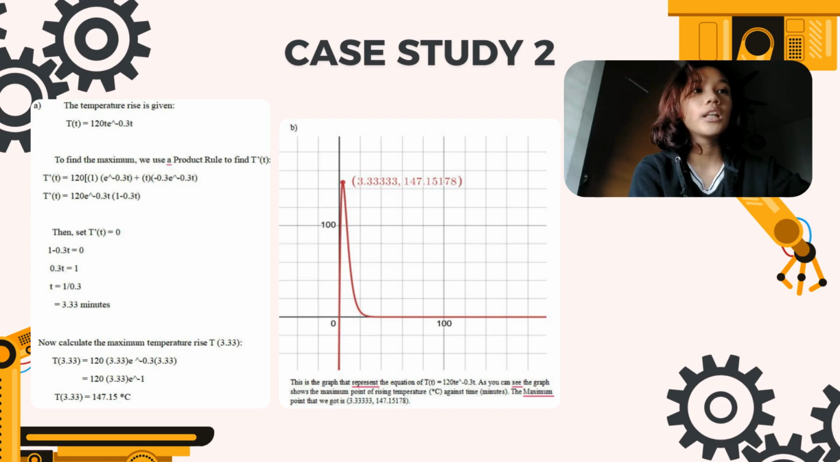Since the exponential function is never 0, we solve 120 minus 36t equals 0. Solving this gives t equals 3.33 minutes. Substituting this value back into the original equation gives T(3.33) approximately equal to 147 degrees Celsius. This means the maximum temperature occurs at about 3.33 minutes before the component begins to cool down. This helps engineers determine a safe waiting time before handling the equipment.